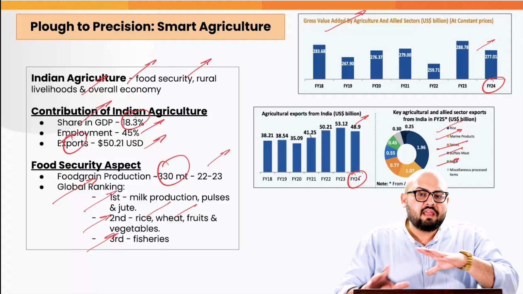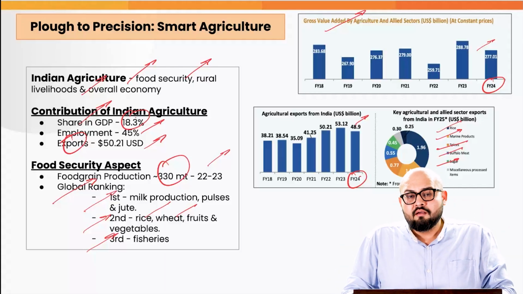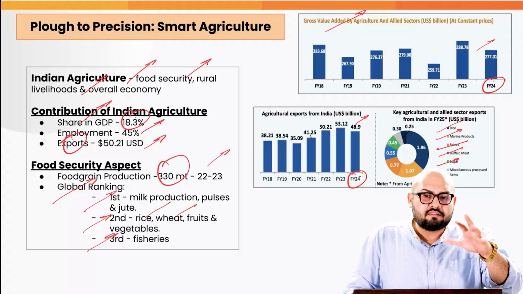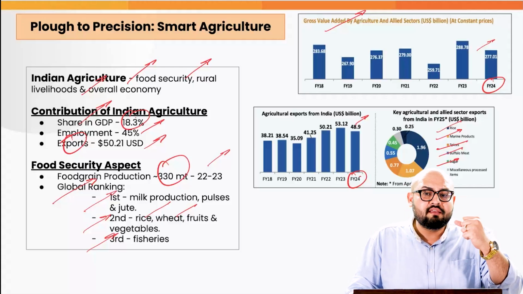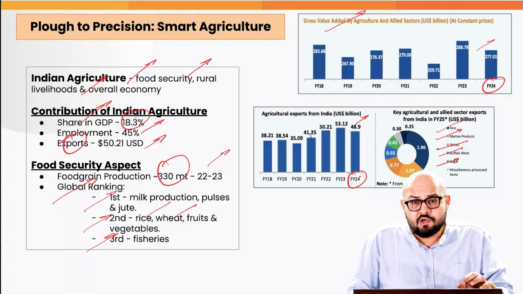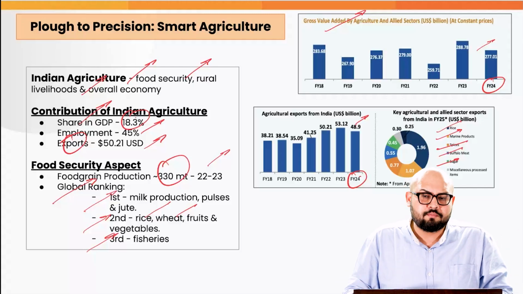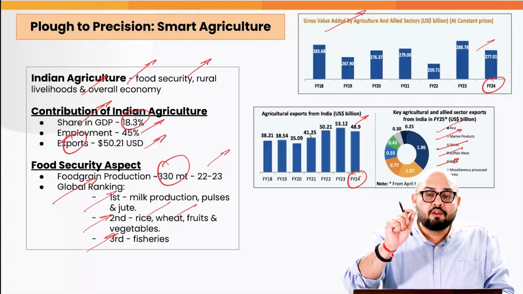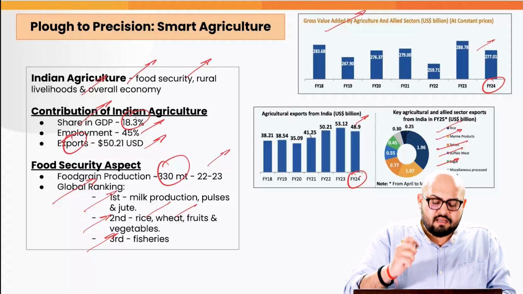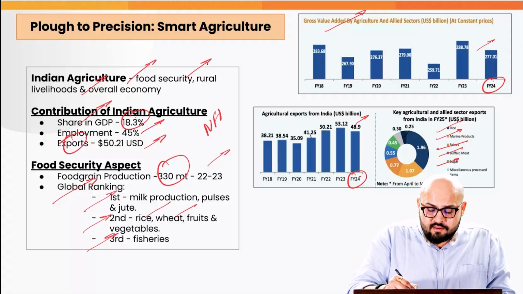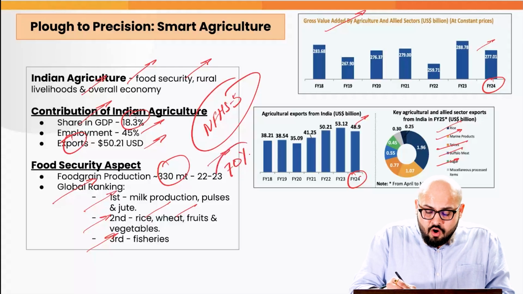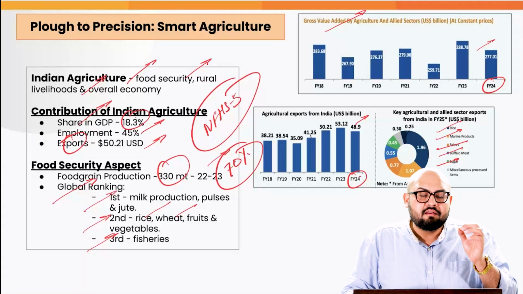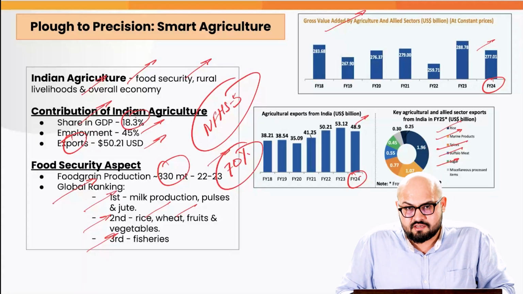Now this gives a very hunky-dory picture. But what you need to understand is that there are a lot of challenges in the agriculture sector. Let's talk about the food security aspect. I just told you that India is producing a lot of agriculture products. But if you look at nutritional security, data from the National Family Health Survey, NFHS-5, says that almost 70% of the Indian population is deficient in the nutritional aspect.